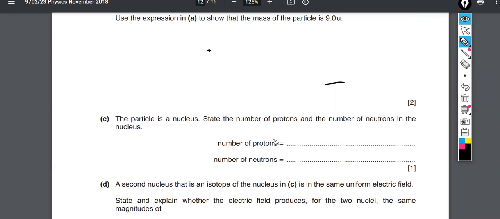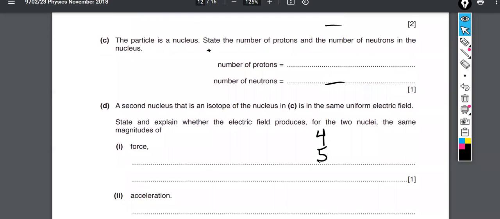Each proton has a charge of positive 1e. And if the particle has a charge of 4e, then we could assume that they're all from the protons, right? 4 protons. If it's got 9 mass units, 4 of them are protons, 5 of them have to be neutrons. 5 plus 4 is 9, right? So once you have the concepts in mind, the mathematics is very straightforward. So only a mark for that.